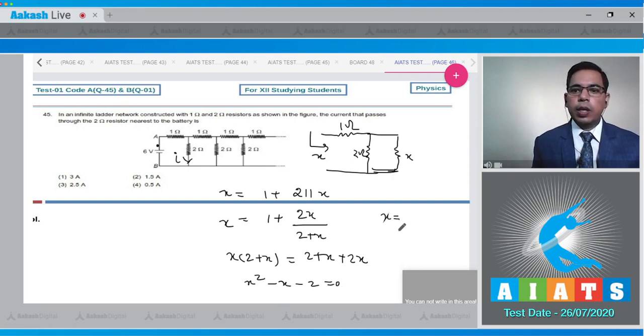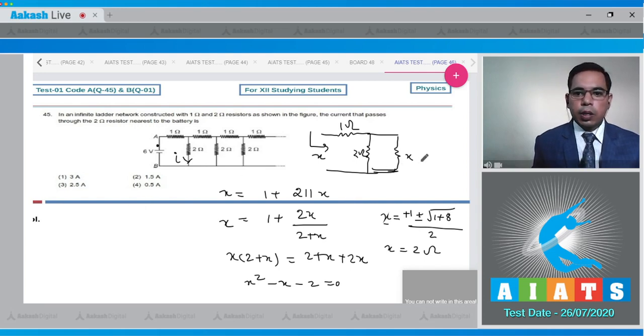Here from Sridharacharya formula we get x equal to minus b plus or minus root of b square minus 4ac, divided by 2a. Here c is negative, so it will be 4 into 2, that is 8, and 2a is 2. After solving, we get x equal to 3 plus 1 by 2, that means 2 ohm. The negative value of x is neglected because it is of no use. Here, x is given as 2 ohm.